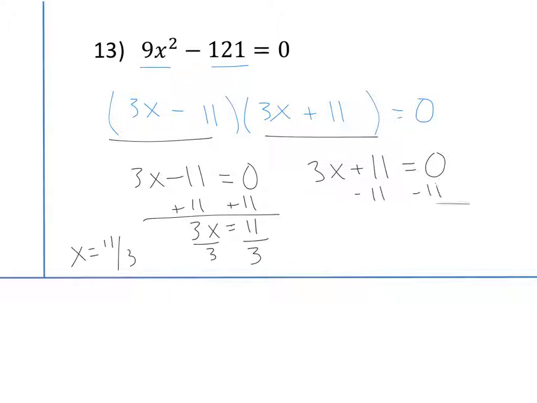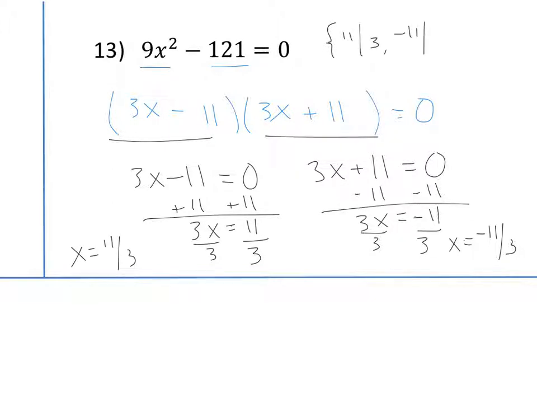Subtract 11, and then get 3x = -11. Divide by 3. So x = -11/3. So my answer here would be 11/3 and -11/3. And again, I could check my solutions here when I solve by plugging my answers back into the original equation that was given.